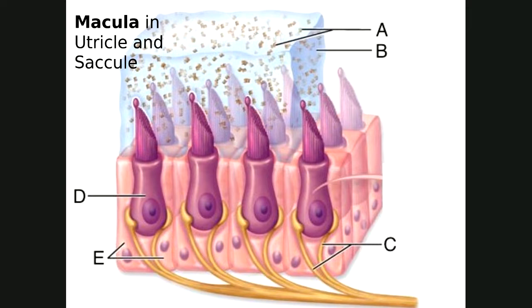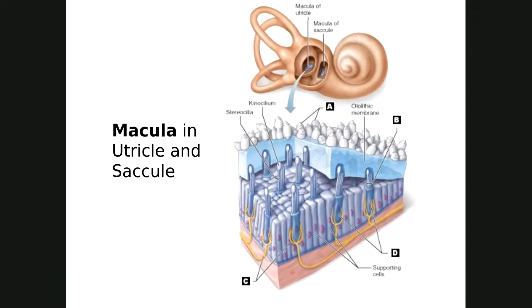So A, what is A? That's the otoliths. B is the gelatinous membrane. D are these hair cells. Now E, we didn't talk about these, but these are more cells here. They're called support cells. They do not participate in balance. They just support the cells that do. And these are our neurons that are going to send our action potentials to the brain. Same thing here. If we look at this, you should be able to name these different parts. Any questions?